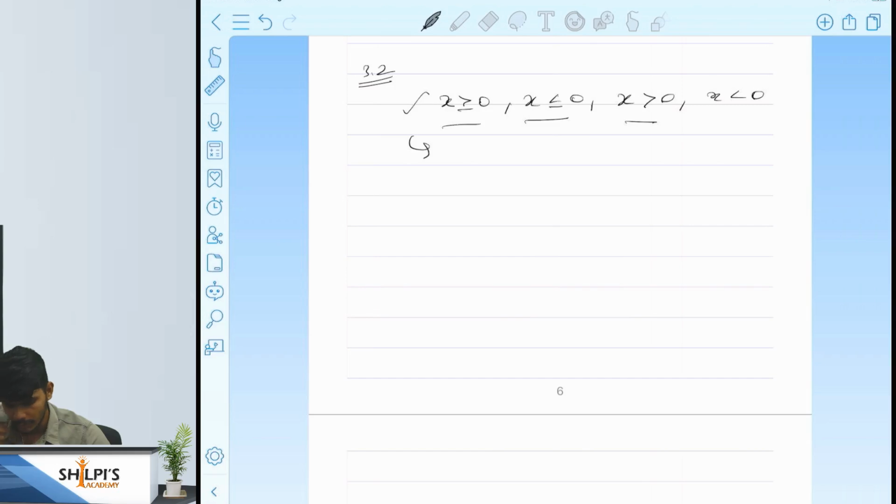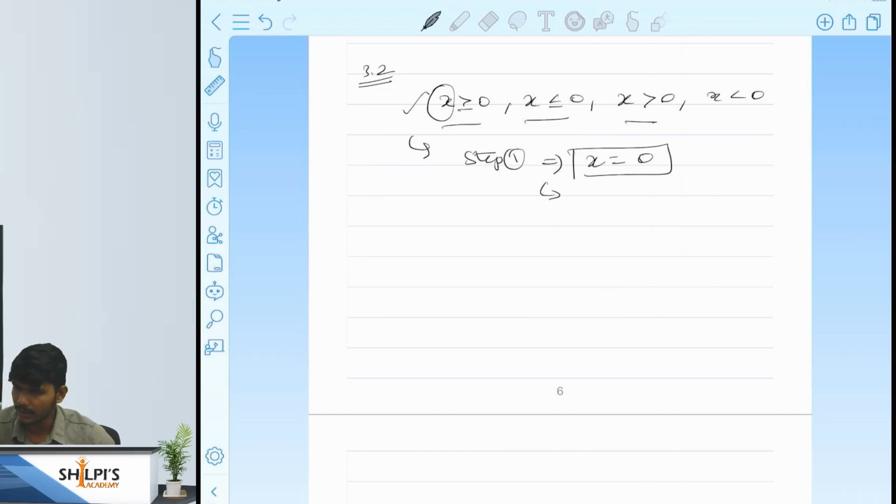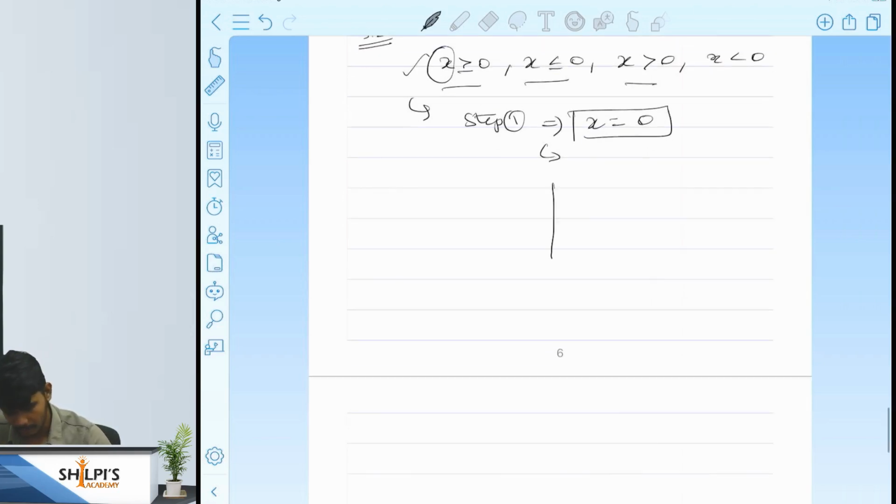So what we did for the previously discussed topic, similarly we are going to do the same. Whatever the scenario, the first step will be to take it as equal. So on the left side there is x, and whatever is on the right side, we will take it as equal. After this I want to graph this linear equation. So x equal to 0, where will it come?